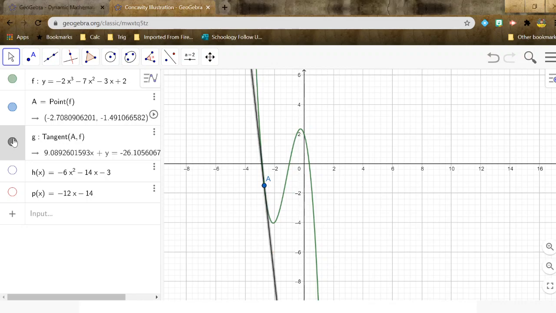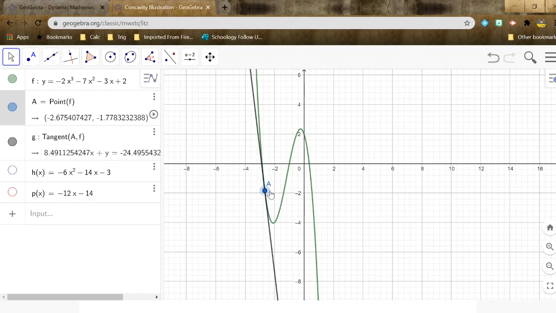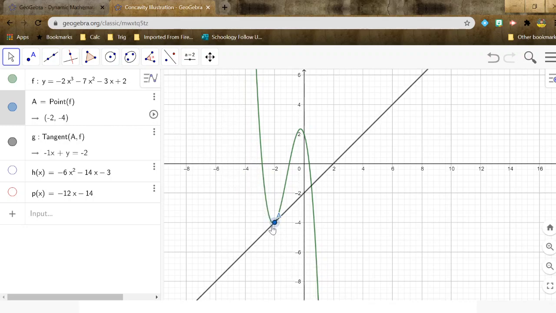And what concavity comes down to is really the slope of a function. What you can actually see here, if I grab this point A and move it around, when I start all the way over to the left, it's very steep negative. As I move to the right, that function starts to flatten out. It is increasing the positivity of its slope. It's gaining more and more positive slope.